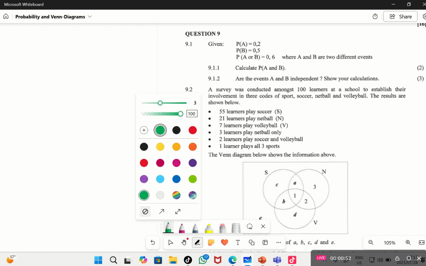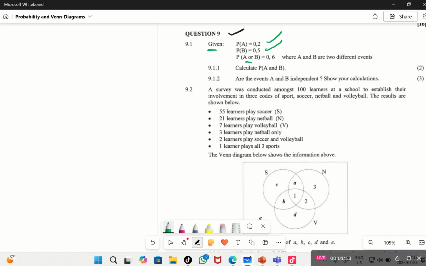Right, so we're going to look at a past paper, as I said in the announcement, from November 2016, a question on probability. Let's go. It says given 9.1, the probability of A is 0.2, the probability of B is 0.5, the probability of A or B is 0.6, where A and B are two different events. Now, as I mentioned before, this can also be written as the probability of A, this means or B, equals 0.6. Do we all agree with that?